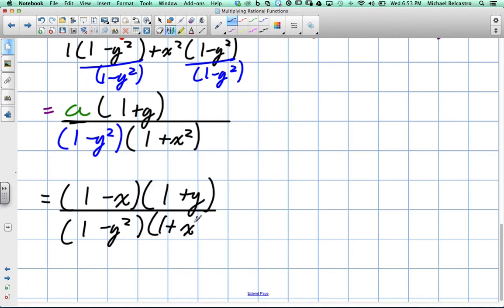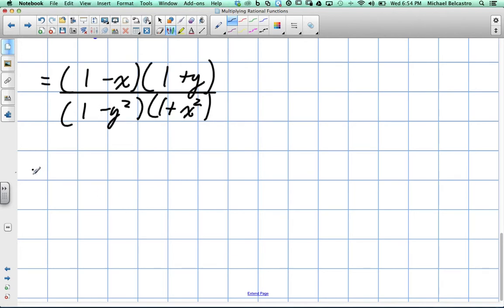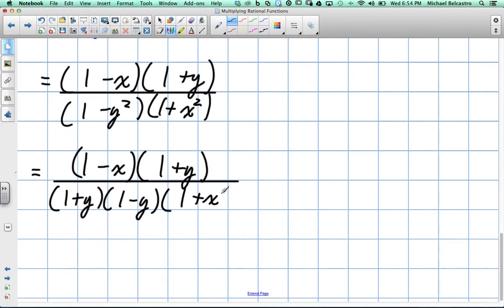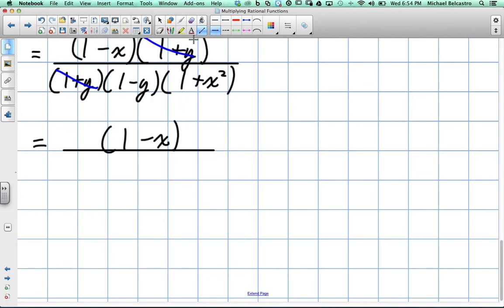And if you recall from our other example, this is very similar to where we were before. This is a difference of squares. I'll quickly build it. The difference of squares, 1 minus x, 1 plus y. Difference of squares, we get 1 plus y, 1 minus y, and we still have that 1 plus x squared. These two cancel out, and exact same as our other answer, we have 1 minus x on top, and on the bottom, what we're left with is 1 minus y times 1 plus x squared.